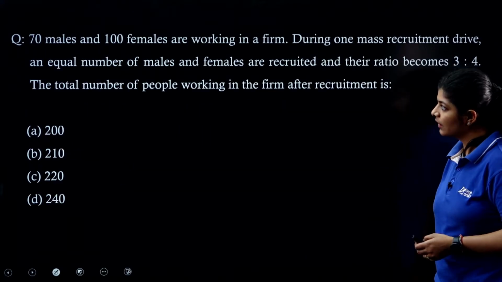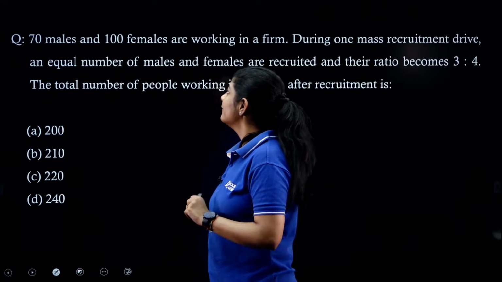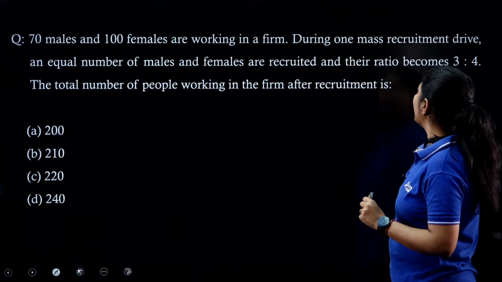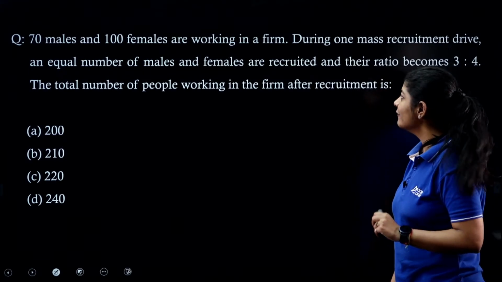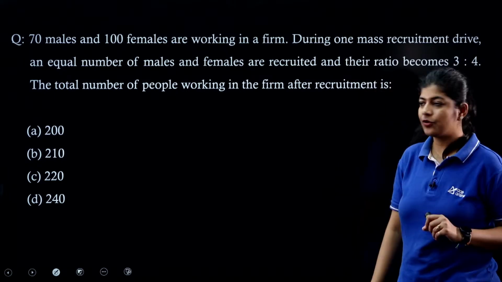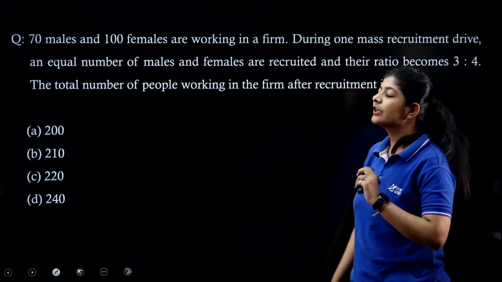Next. The next question says that 70 males and 100 females are working in a firm. During one mass recruitment drive, an equal number of males and females are recruited and their ratio becomes 3:4. The total number of people working in the firm after recruitment is.